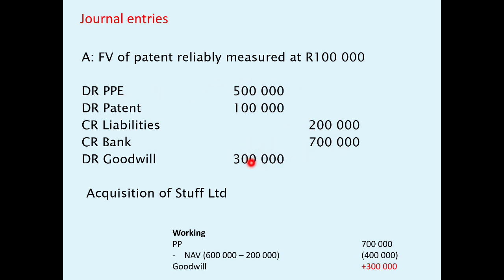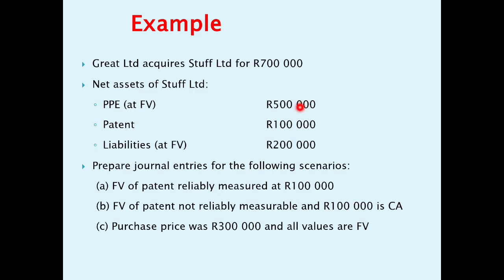So this would be the missing figure. But you debit PPE, you debit, yeah. So basically you'll debit this, you'll debit this, you'll credit this, you'll credit this amount, and the balancing figure has to be the goodwill, you see.